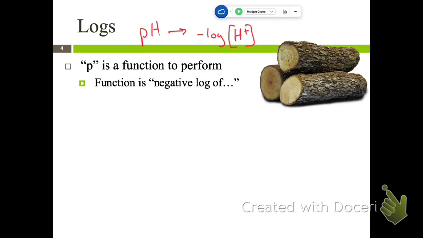Is it percent mass, percent volume, percent weight? What kind of concentration of H plus ions are we talking about? Molarity. So if we know the H plus ion concentration, we can find the pH. What does pOH mean then? Concentration of OH minus. So the concentration of hydroxide ions, what is a negative log of that?